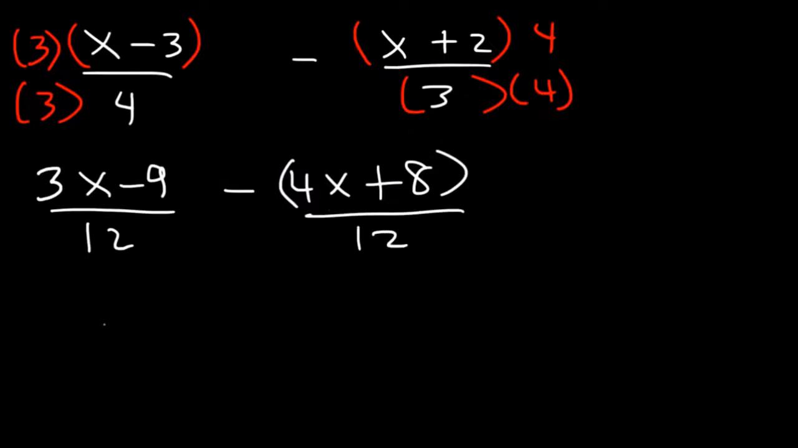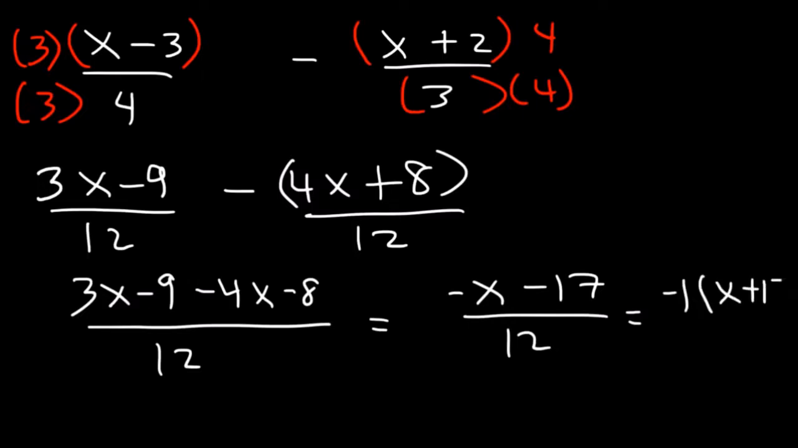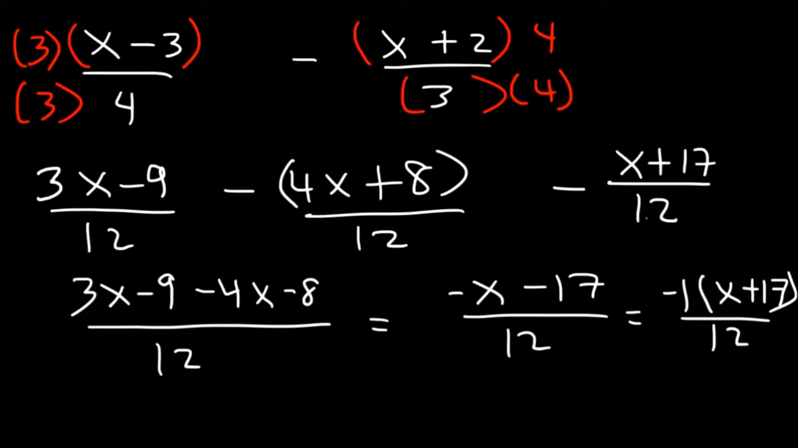So now let's write it as a single fraction. So we have 3x minus 9, and if we distribute the negative sign, it's going to be negative 4x minus 8. So 3x minus 4x is negative x. Negative 9 minus 8 is negative 17. So if we want to, we can take out a negative sign. So negative 1, and then it's going to be x plus 17 over 12. So we can write the final answer as negative x plus 17 over 12. This negative sign, you can put it here if you want to. So this is the answer.